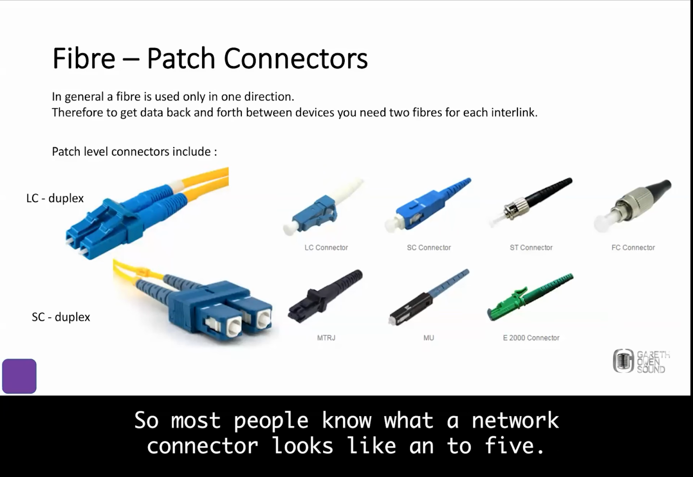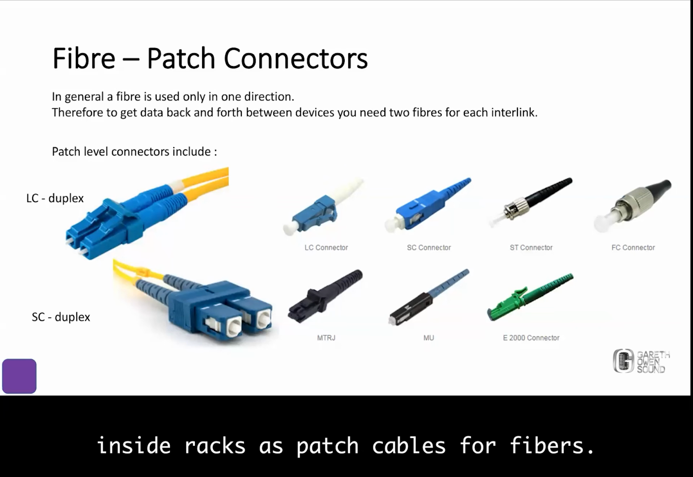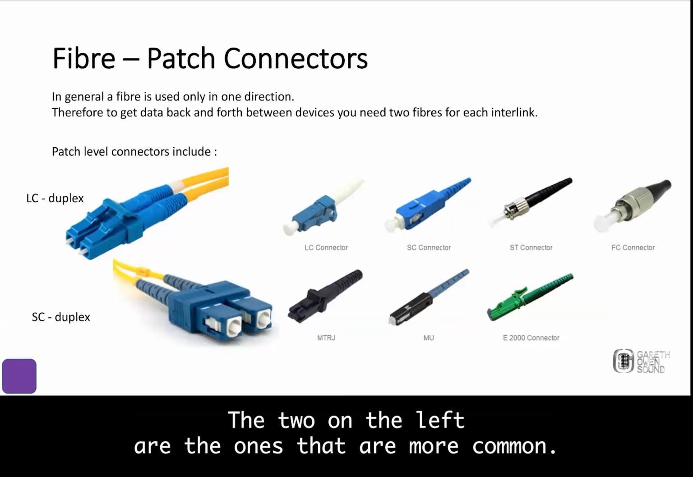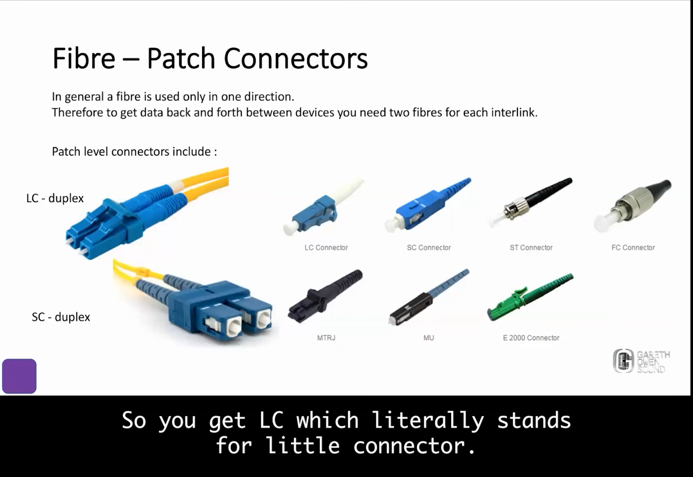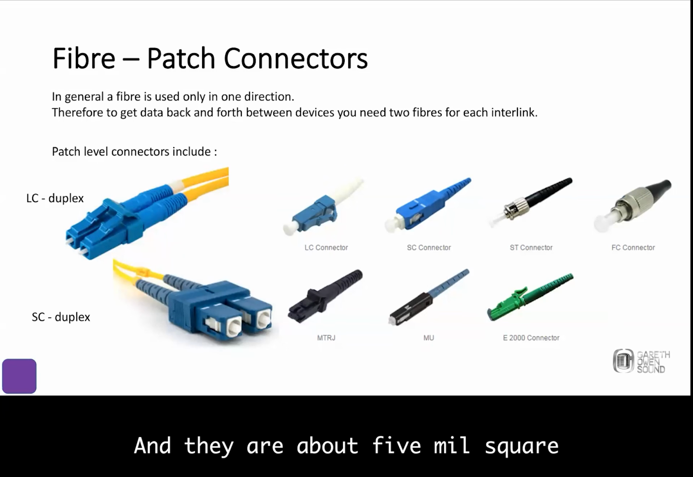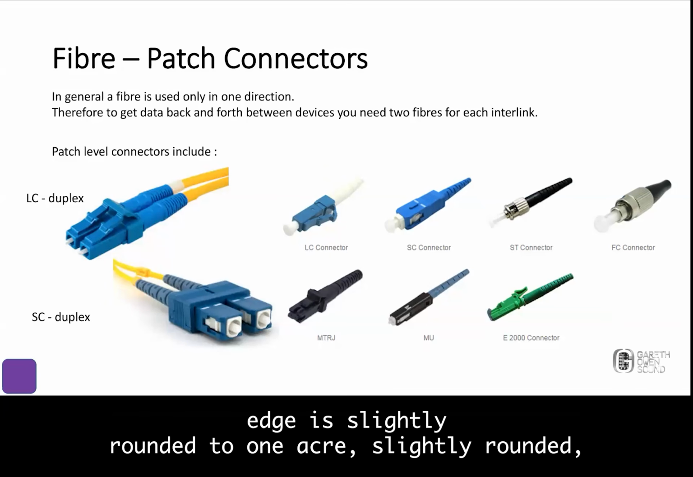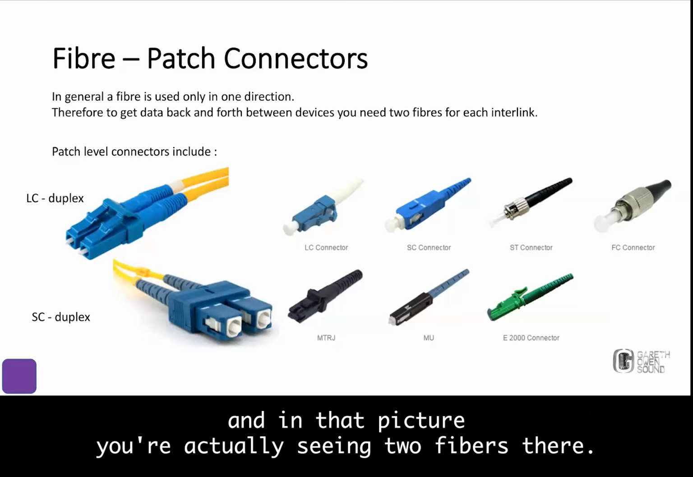So this is probably slightly unfamiliar ground for some people. Most people know what a network connector looks like, an RJ45. These are different connectors that we use inside racks as patch cables for fibers. The two on the left are the ones that are more common. So you get LC, which literally stands for little connector, and they are about 5 mil square, and they are not square. I couldn't find a good enough picture, but one edge is slightly rounded. And in that picture, you're actually seeing two fibers there.